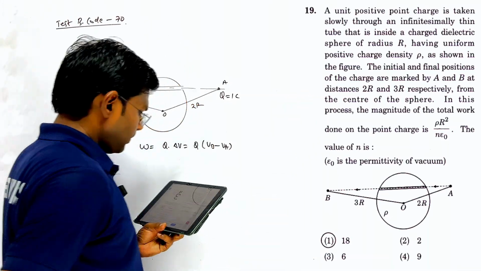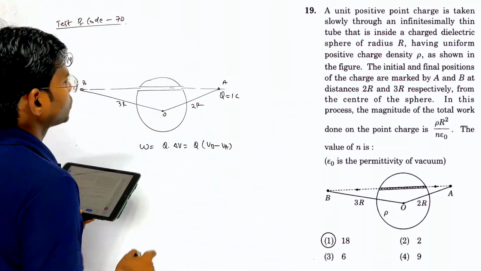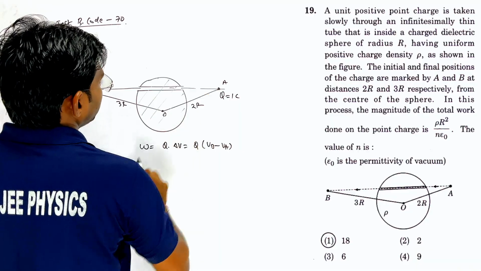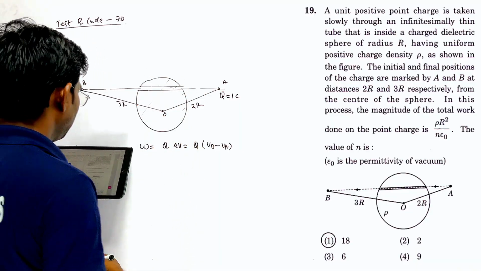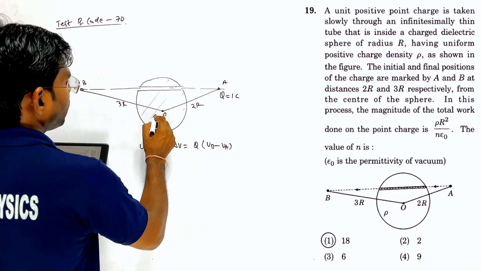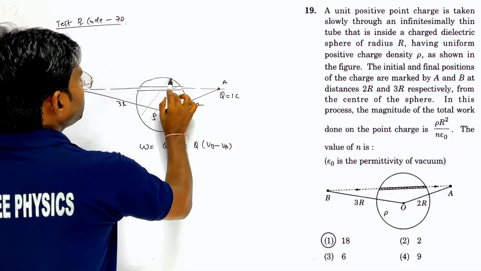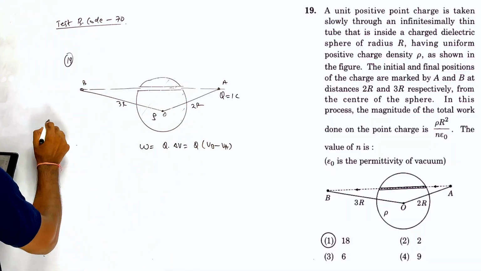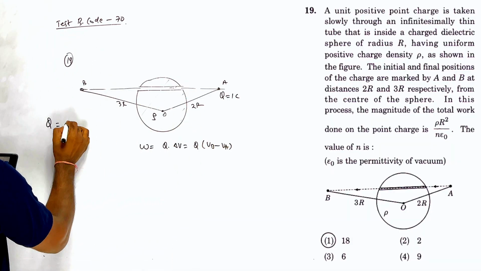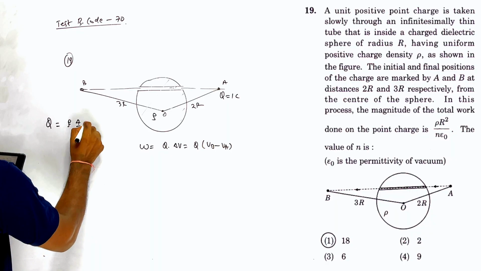So read question number 19. This is a very good question based upon electrostatics. Suppose this is the uniformly charged sphere, right? And charge density is rho. So what is the total charge on this sphere? Can you find? The charge on this sphere is nothing but rho into its volume, 4/3 pi r cube.